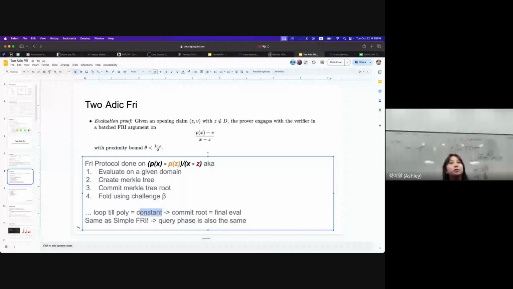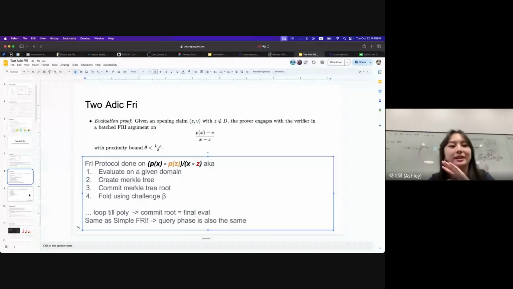I see. So since the original evaluations have been extended, the final evaluation we get isn't supposed to be a constant. It's supposed to be a polynomial, because of the 2 or 4 or 8 depending on the blowup factor. Cool. But the query phase is also the same, where the verifier checks everything using the beta and all the linear combination values to create the next evaluation. So that's all the same.